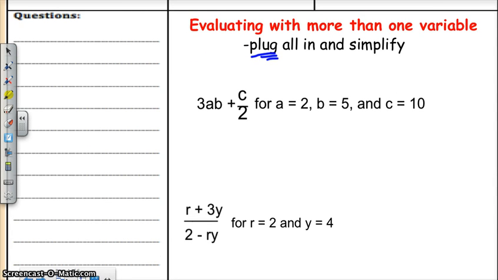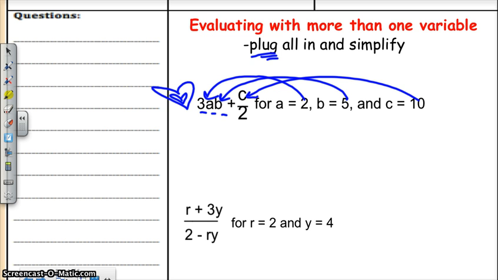So looking at this first example, it looks difficult. 3ab plus c over 2, for a is 2, b is 5, and c is 10. Reminder that this just means multiply. 3 times a times b. A is 2, b is 5, c is 10. 3 times 2, because that's a, times b, which is 5, plus 10 over 2, because that's c.